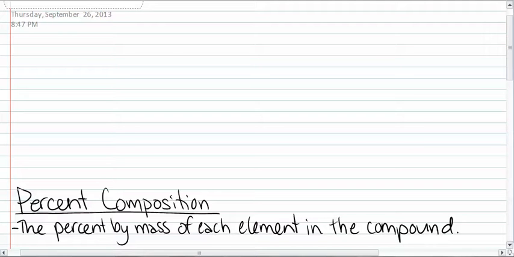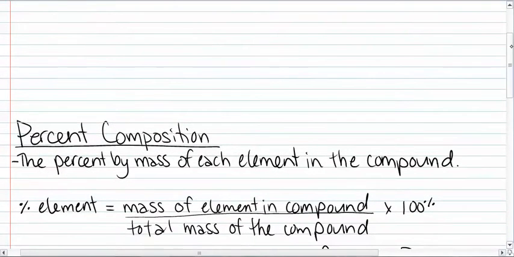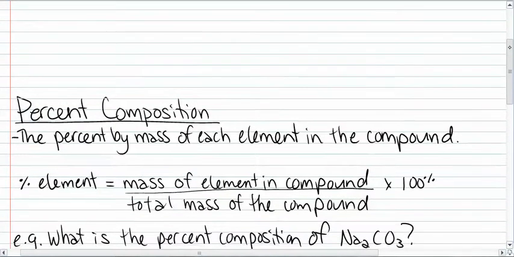Percent composition is the percent by mass of each element in the compound. When we're trying to calculate the percent of each element in the compound, we need to take the mass of that element that's in the compound, divide by the total mass of the compound, and multiply by 100%. Let's look at an example.